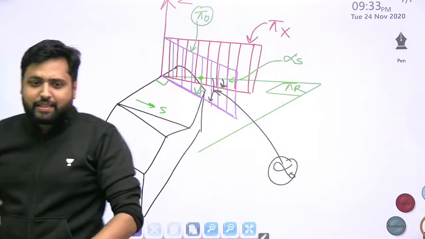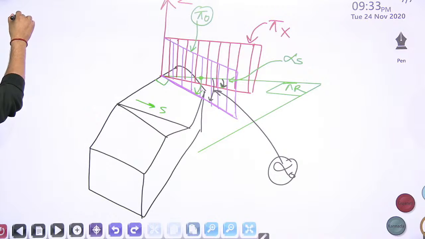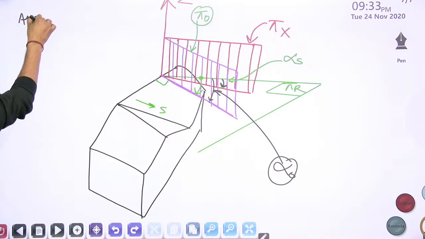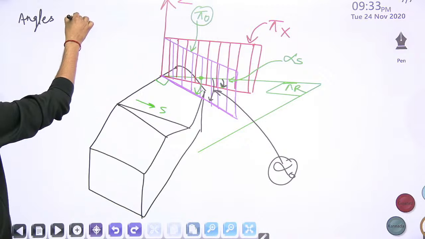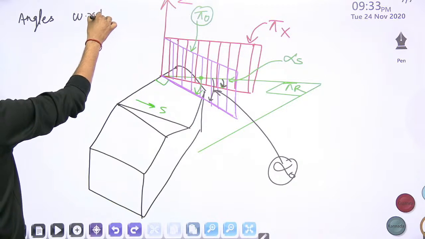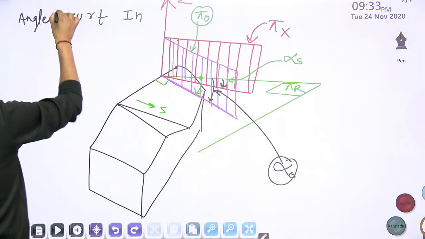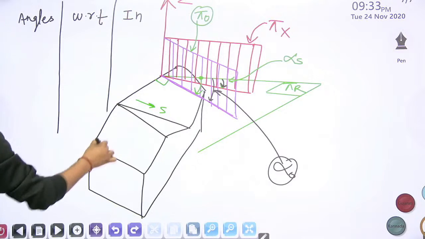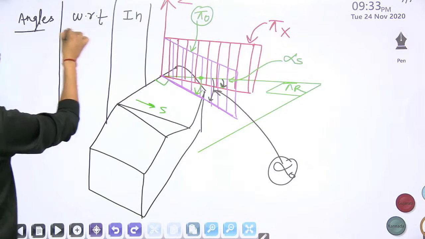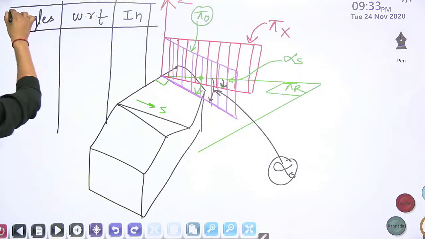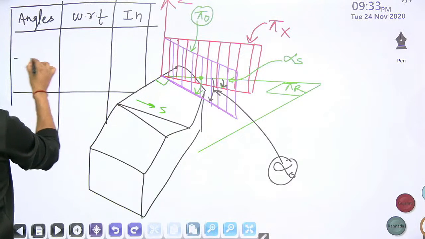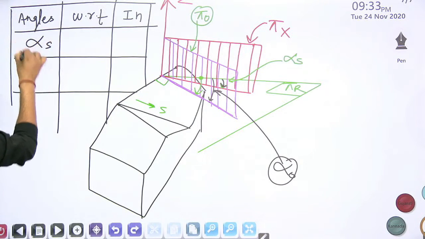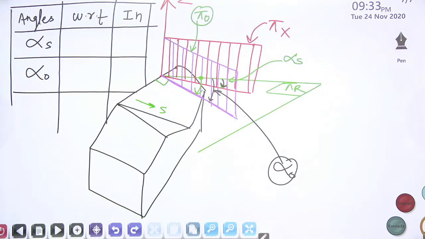If you look at these angles here, if angles are there, they will be measured with respect to some plane and in some plane. Here we are measuring two angles. One is the side rake angle of the ASA system, and another one is the orthogonal rake angle of the ORS system.